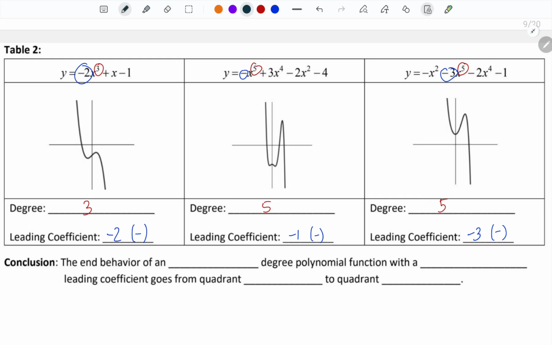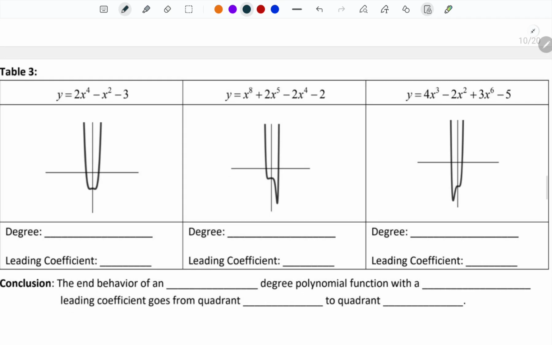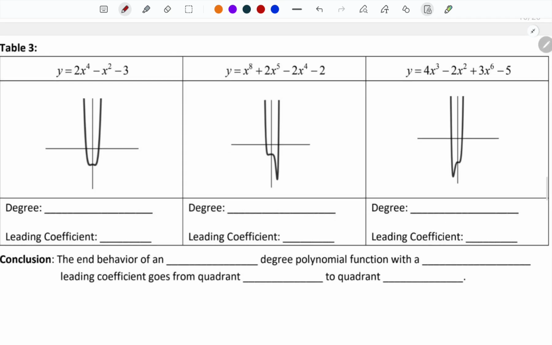And so what you can see with these ones, while they're different shapes, the end behavior is still the same. They're all starting in that one quadrant in the top left and ending in the bottom right. So we can say the end behavior of an odd degree polynomial with a negative lead coefficient goes from quadrant 2 to quadrant 4. Okay. Try this out yourself, and then I'll go through it right now, so don't hesitate to pause the video.